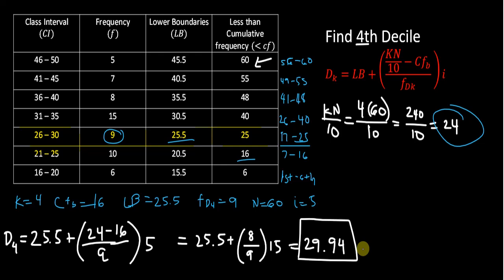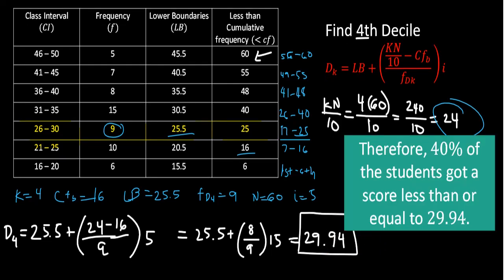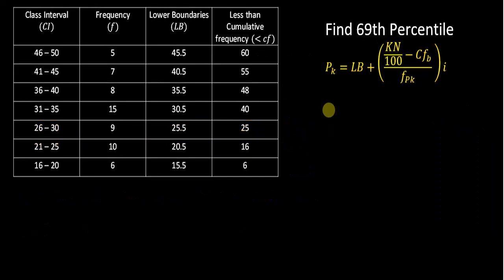Ito yung decile 4. So, ano ibig sabihin yan? Ano yung 29.94 na yan? Yung 29.94 na yan, ibig sabihin, merong 40% ng mga students ng 29.94 or mas mababa pa. So, kanina 50%, ngayon 40%. Bakit 40%? Kasi nga 4th decile tayo. Kapag 4th decile, that is 40%. Kung 5th decile, 50%. Kung 6th decile, that is 60%. Ganun lang yun.